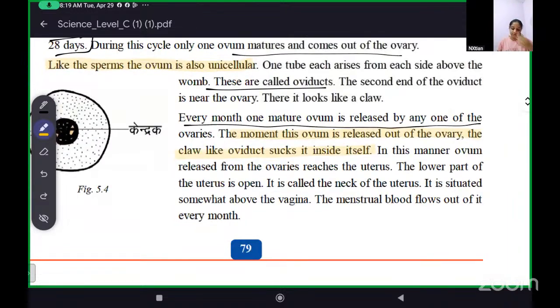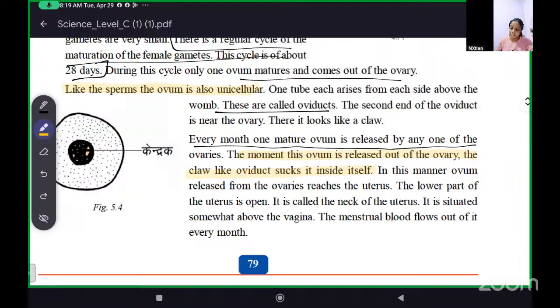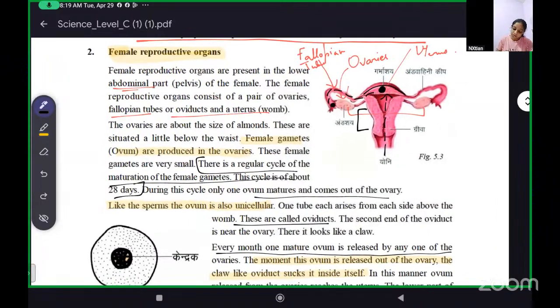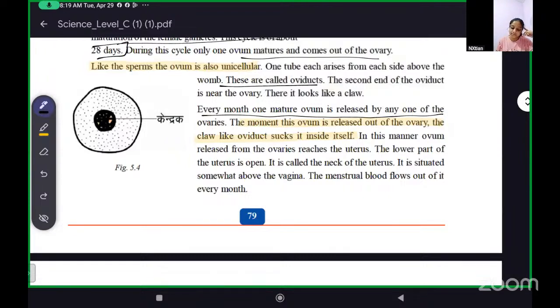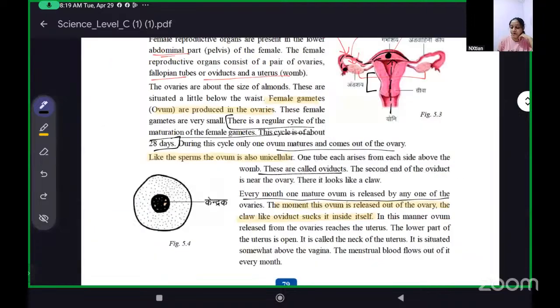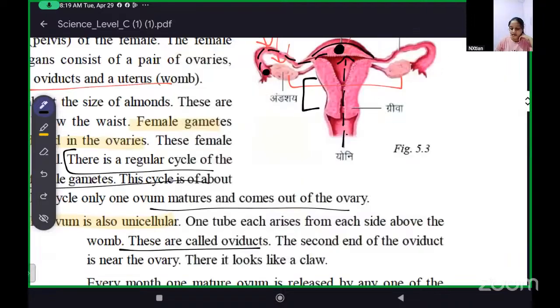The lower part of the uterus is open. It is called the neck of the uterus. It is situated somewhat above the vagina. The menstrual blood flows out of it every month. The opening is known as the vagina, from which the sperms enter.